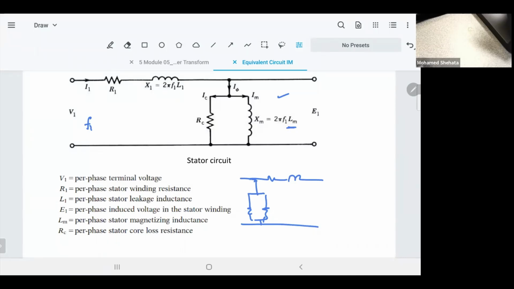But in the induction motor, we cannot do that. Why? Why do you expect? Just guess. First of all, the transformer does not have an air gap, but here we have an air gap. So I give you a hint now. What will the air gap affect? Of course, both have flux, but what will be the difference between the transformer and the machine when you have an air gap?